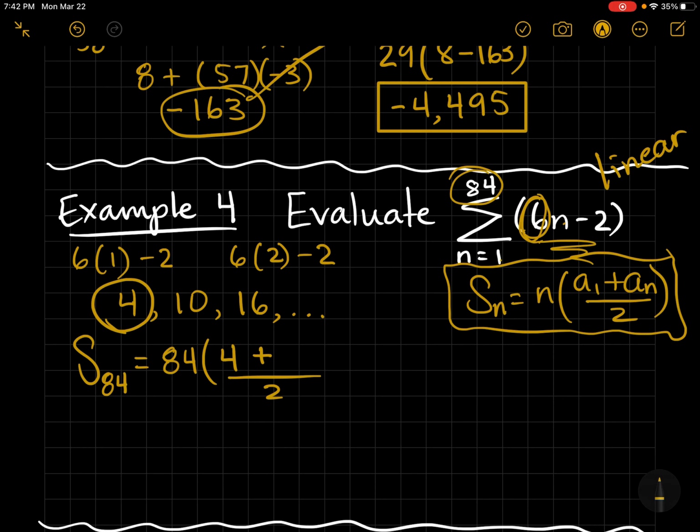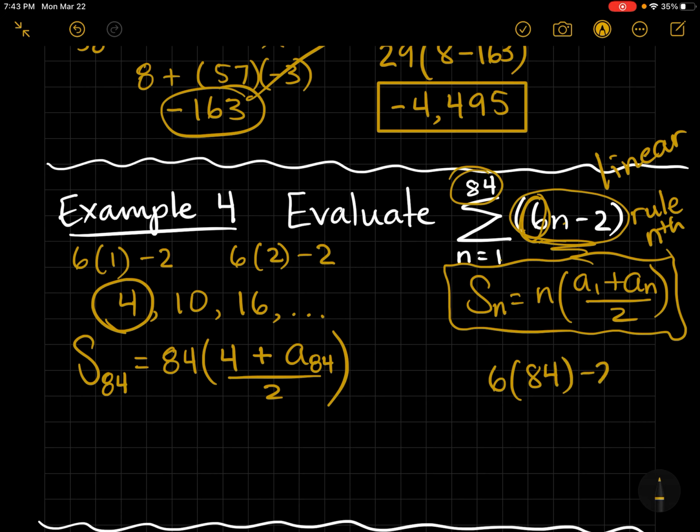And our last term is A sub 84. So I have to go figure out what A sub 84 is. But I don't have to go back to the other formula because guess what? This is the rule. When you write summation notation, this is the nth term. So all I have to do is plug 84 in there, and that's 502.